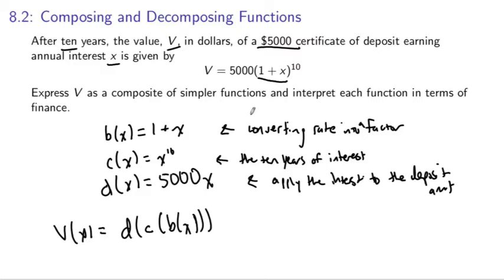to the interest, basically, or the deposit to the interest by multiplying by our 5,000. C represented taking our 10 years of interest. B represented converting our interest rate into a factor we can multiply by over and over again.